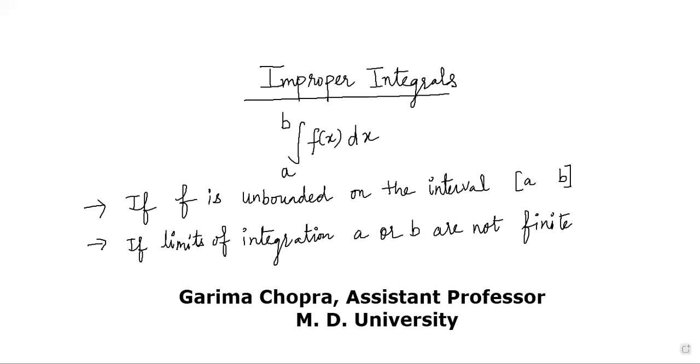Let us discuss it with the help of some examples. Suppose we have this integral. We are integrating 1 by x with respect to x within the limits 0 to 1. Now, if we check this 1 by x at the point 0, the domain of integration is the closed interval [0, 1]. But this function 1 upon x is unbounded at this point 0. At x equal to 0, 1 upon x becomes infinity.